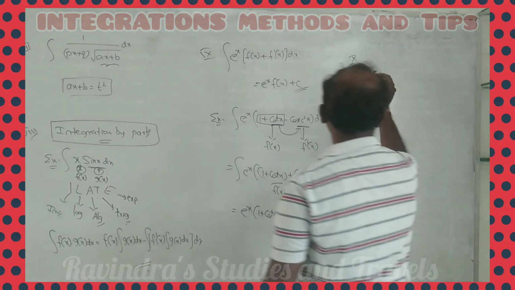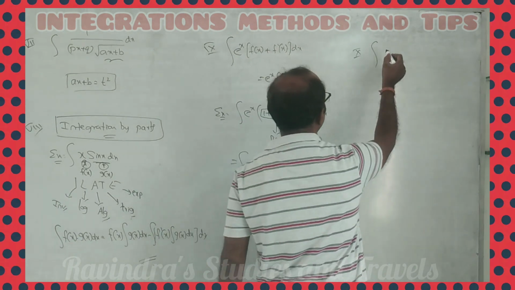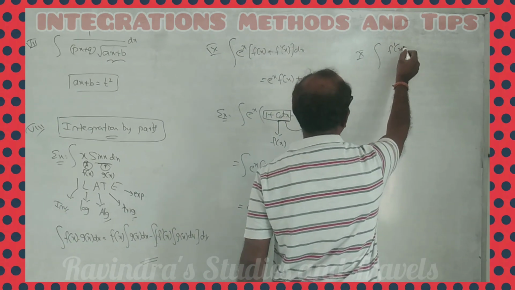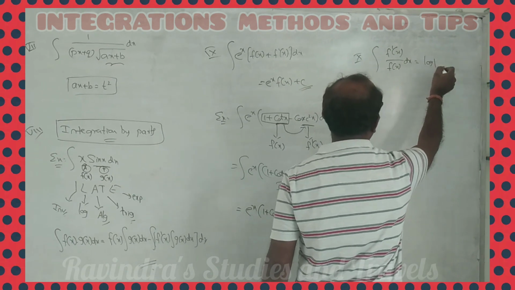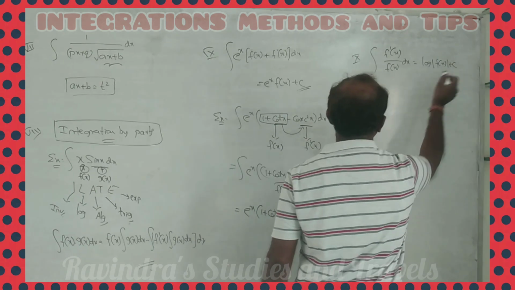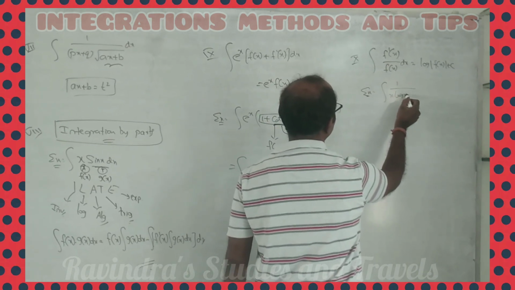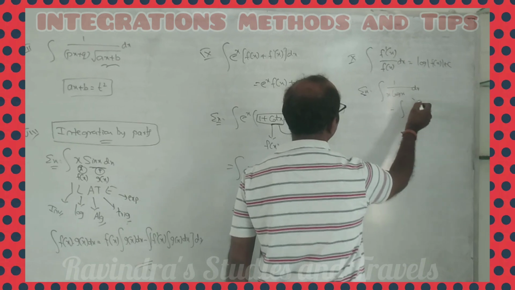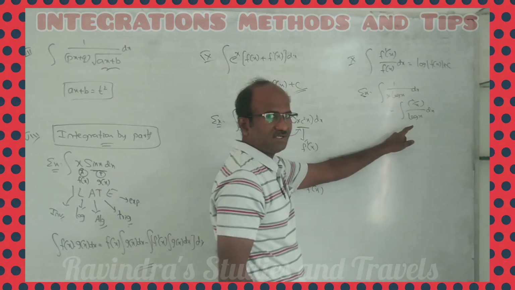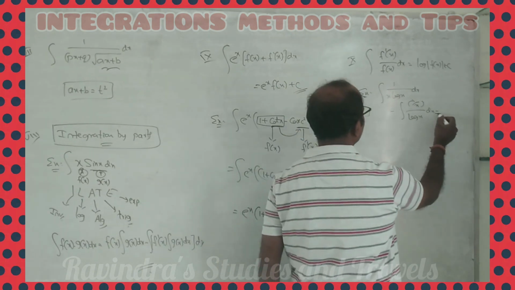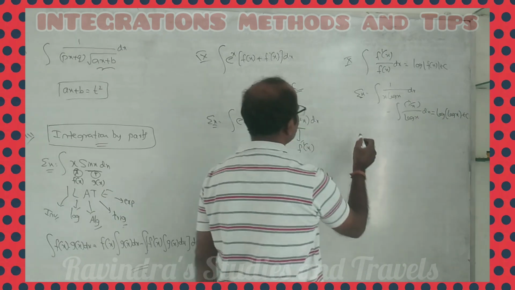Now see next, last one, which comes on 10th model. Whenever you see a function of this type, f dash of x by f of x dx, its answer is log mod f of x plus c. Example, integral 1 by x log x dx, which you can write as 1 by x by log x. So clearly derivative of denominator is in the numerator, so answer is log of the denominator, that is log of log x plus c.